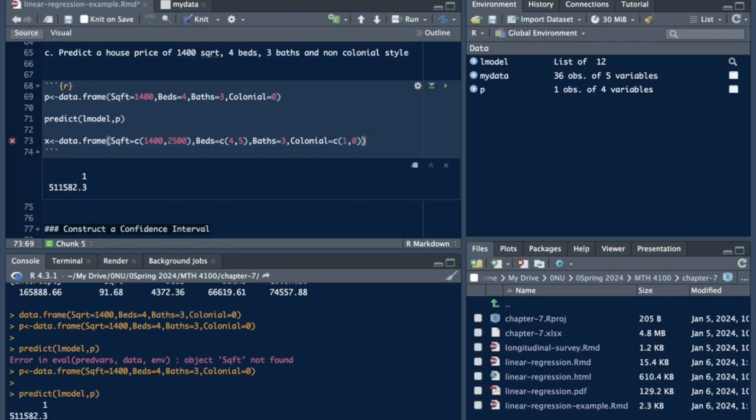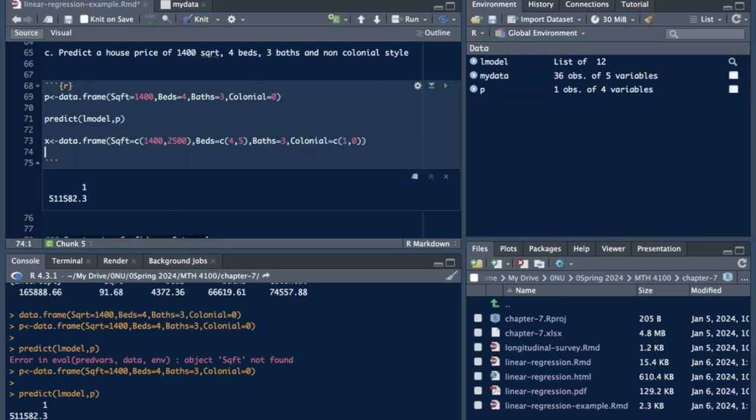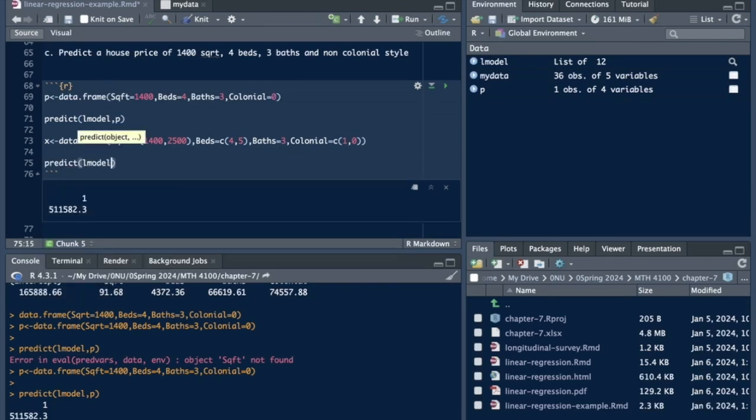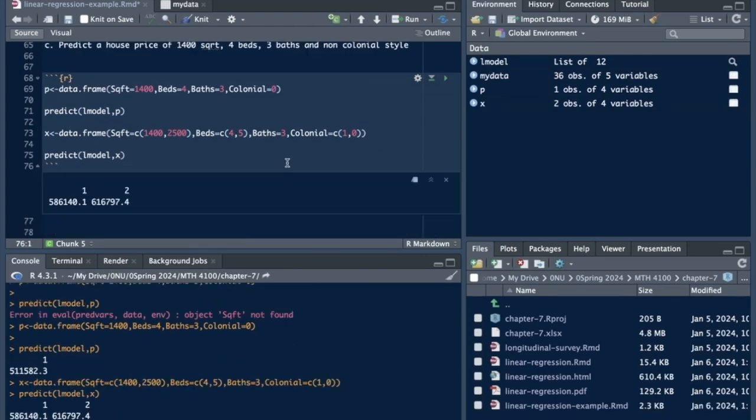Remember, just make sure that you close the parentheses. Look, it's kind of shaded here, right? The opening and the closing parentheses are closed, so we are good. And I'm going to predict this again. Predict, plug in the X in the L model. So don't forget to run each. These are the prices for the houses. The first one is about $586,000. The second one, about $616,000 or $617,000. It's just about this, right?